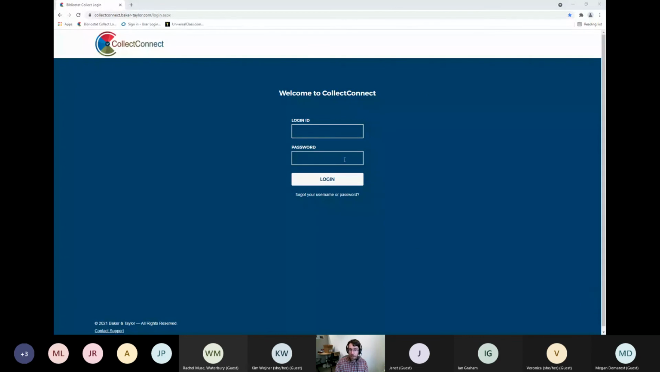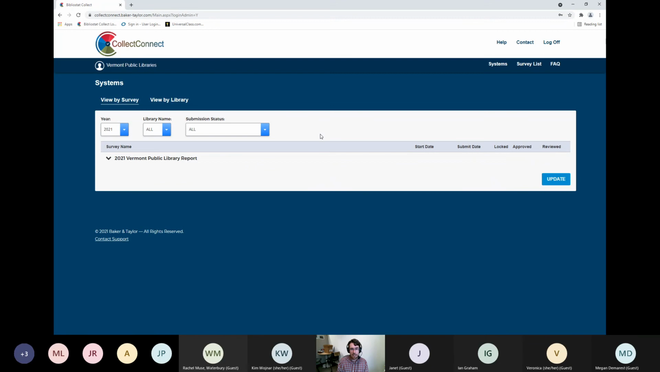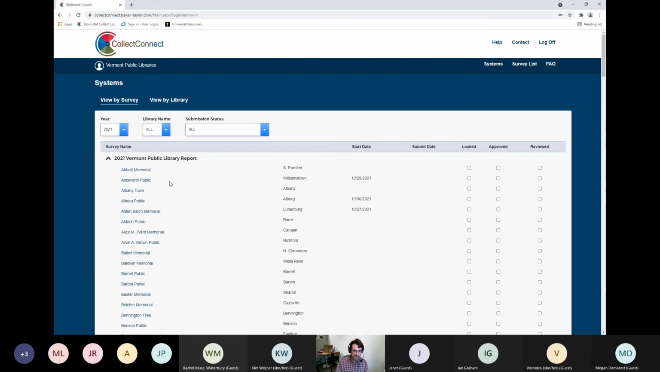Now we're in here. So this is what you're going to see when you go to the portal anytime. It basically always looks the same. So everybody has their login and password. When you go in, you're only going to see the one library. You're not going to see every other option. But you will see multiple years.